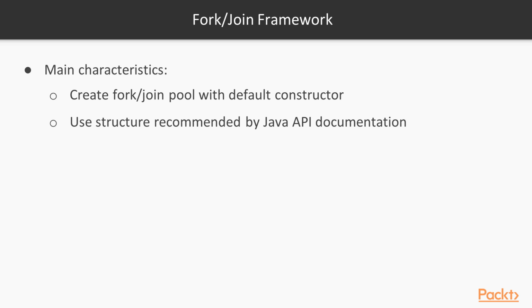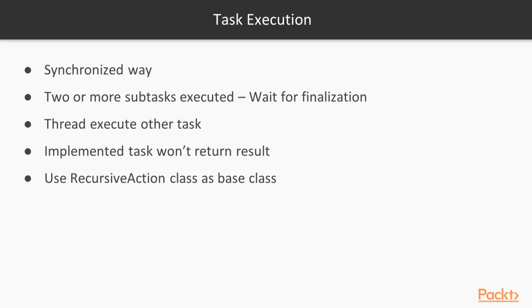You will create the ForkJoinPool using the default constructor. Inside the task, you will use the structure recommended by the Java API documentation. You will execute the tasks in a synchronized way. When a task executes 2 or more subtasks, it waits for their finalization. In this way, the thread that was executing that task, called the worker thread, will look for other tasks to execute, taking full advantage of their execution time.